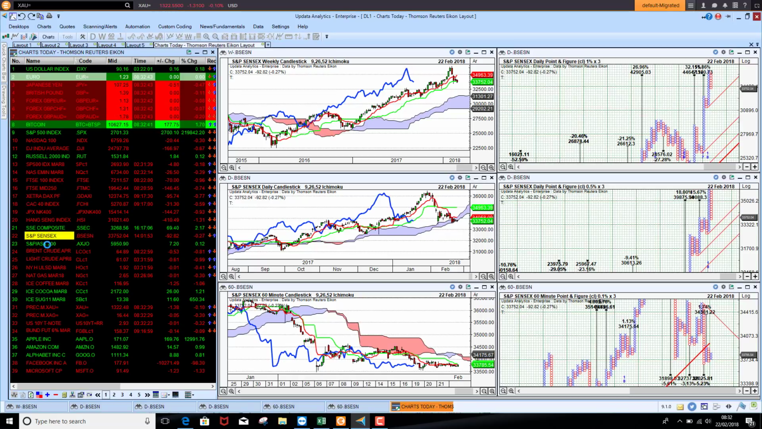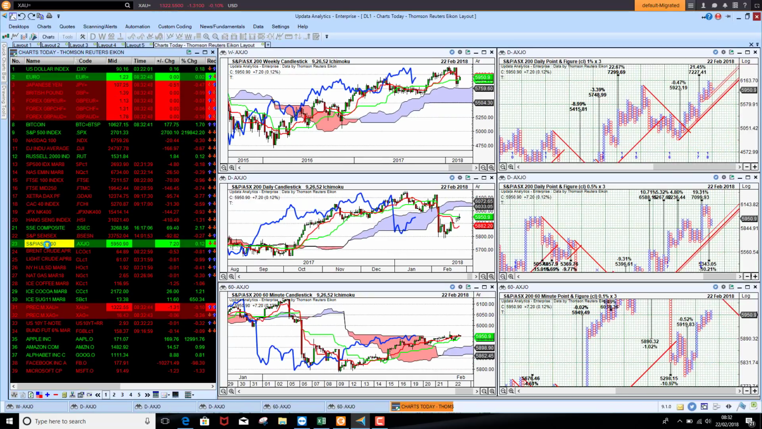The Australian market up very slightly overnight. But still not looking amazing on the short-term chart. Medium term does look like it is finding support on the cloud.